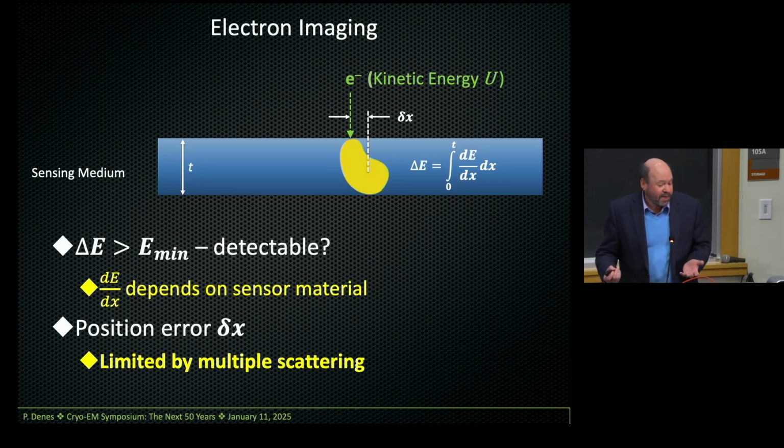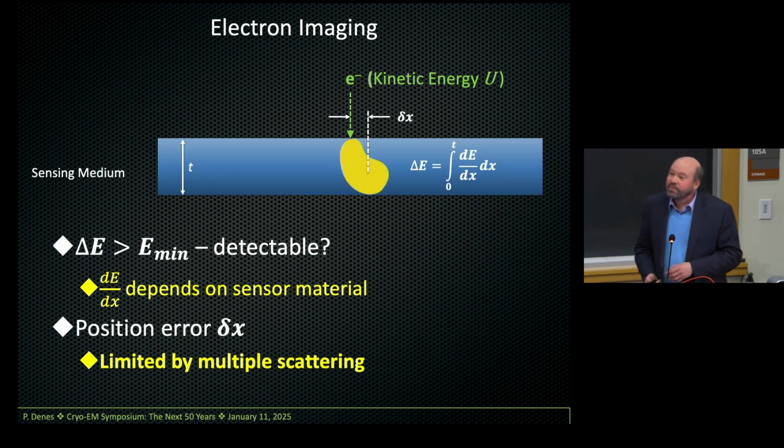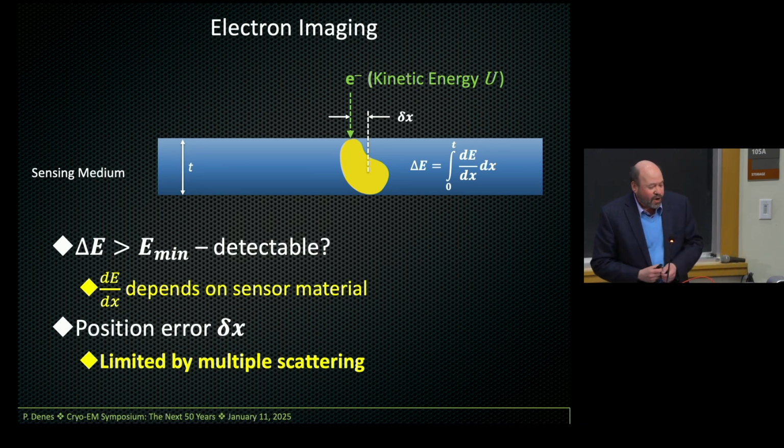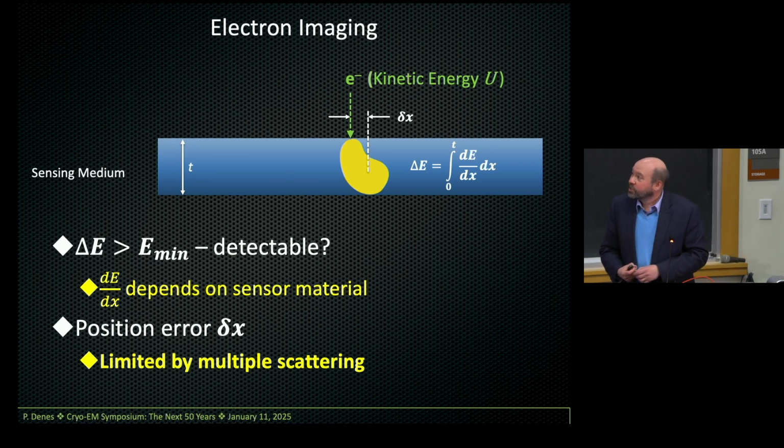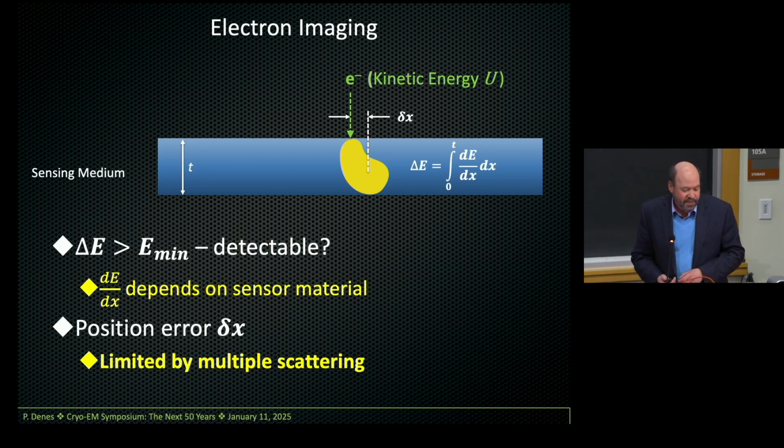So we have some sensing medium. Our electron comes in, it deposits energy by ionization at some rate, dE/dx. We collect that, integrate it over the path length of the electron. That amount of energy deposited has to be above some threshold to make it detectable. How much it deposits depends on the material. And then there's a position error that's limited by multiple scattering.